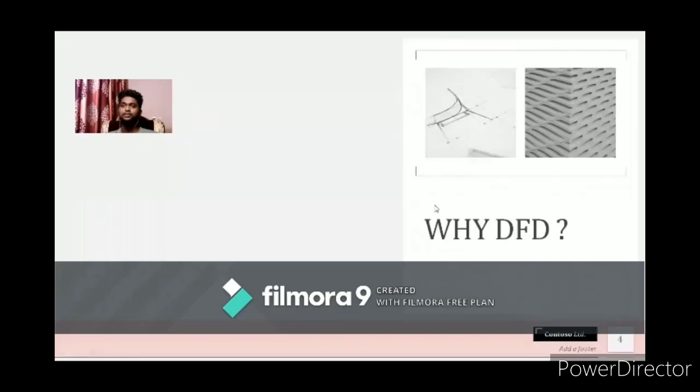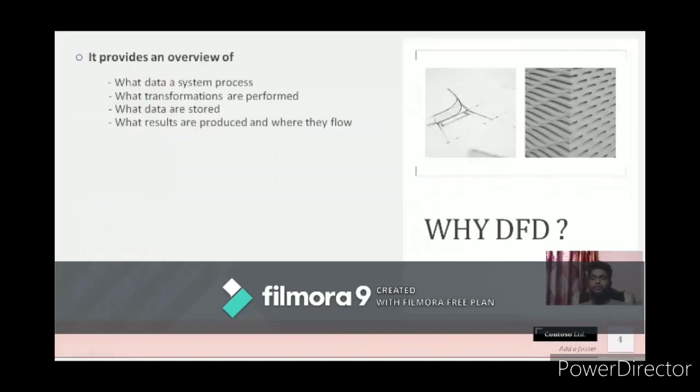Why DFD? It provides an overview. These are some points that provide an overview about DFD. So what does a system process? DFD shows the data a system processes. What kind of data is processed in a system? First of all, as an overview, this is the point.